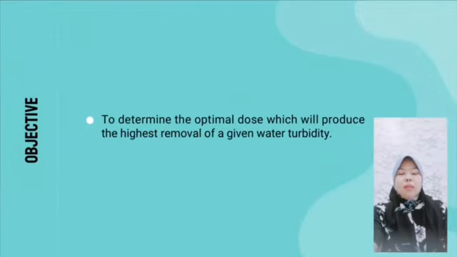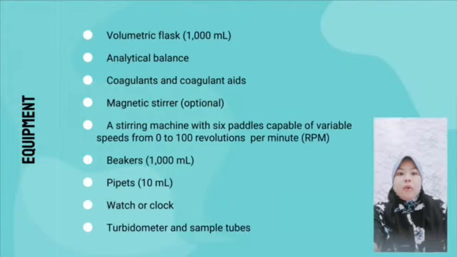I am Jurina binti Kasim. Now I will continue with the objective of the jar test. The objective of the jar test is to determine the optimal dose which will produce the highest removal of a given water turbidity. Equipment: first, one volumetric flask, 1000 ml. Second, analytical balance. Third, coagulant and coagulant aid. Fourth, magnetic stirrer, which is optional.